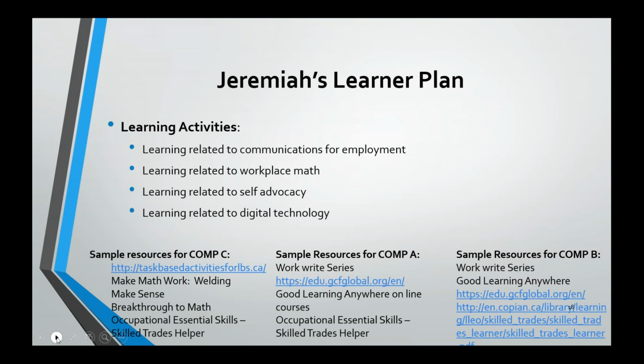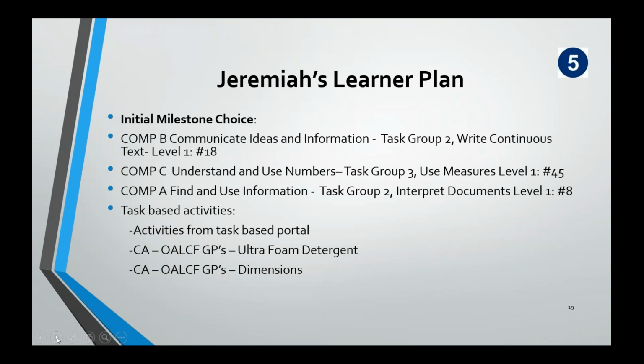So if we take a look again, we're initially starting to develop Jeremiah's learner plan, which is step 5 in our goal-directed process. You can see that the lion's share of the work is done before we sit down to develop the plan. So we have a milestone in competency B, a milestone in competency C, and a milestone in competency A. I'm going to take a look at some extra activities from the task-based portal, and I've identified 2 task-based assessment pieces from the common assessment for the OCALF goal path: Ultra Foam Detergent, which is competency A, and Dimensions, which is competency C.